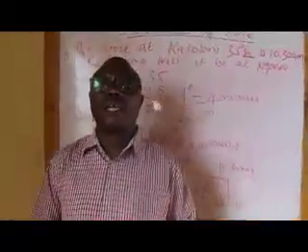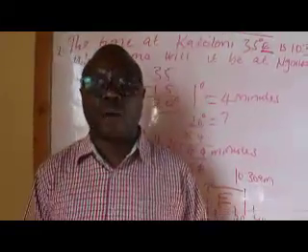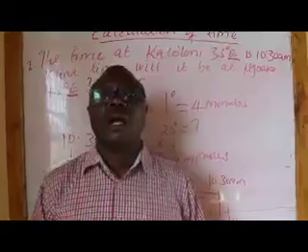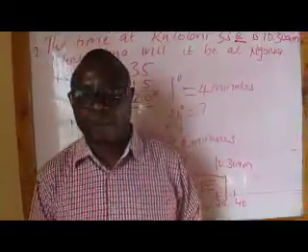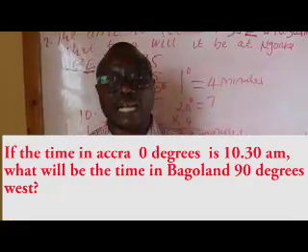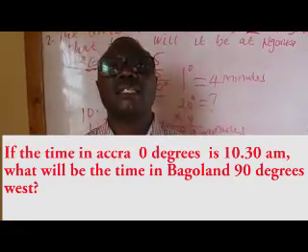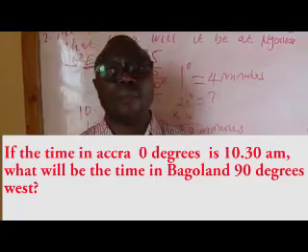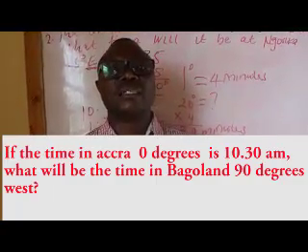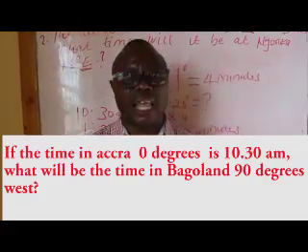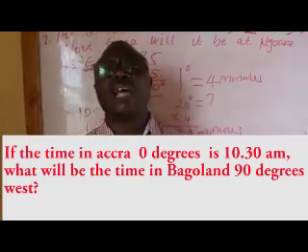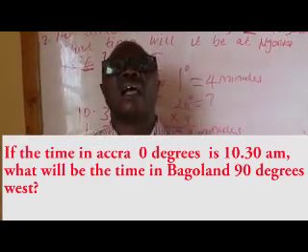Before we end our lesson, I would like to leave you with one question on calculation of time. The question goes this way: if time in Accra, 0 degrees, is 10:30 a.m., what will be the time in Bagoland, which is 90 degrees west?